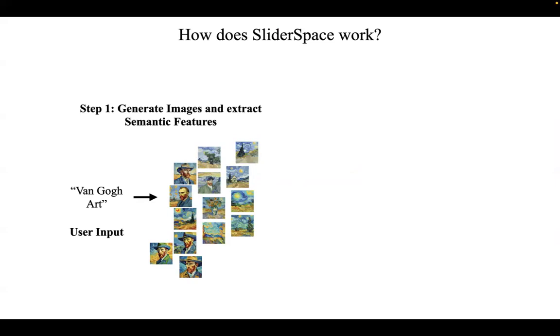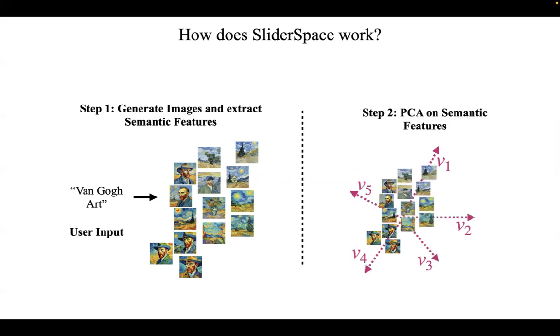We begin by generating multiple images for the prompt that the user provides, for instance, mango art. And we extract semantic features from each of these images. A semantic feature can be the output of semantic models like CLIP, DINOv2, FaceNet. Then we decompose these semantic features using PCA. And each of these directions explains the most variation that this distribution represents.